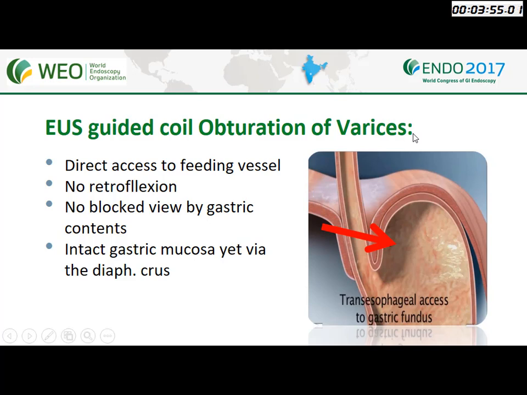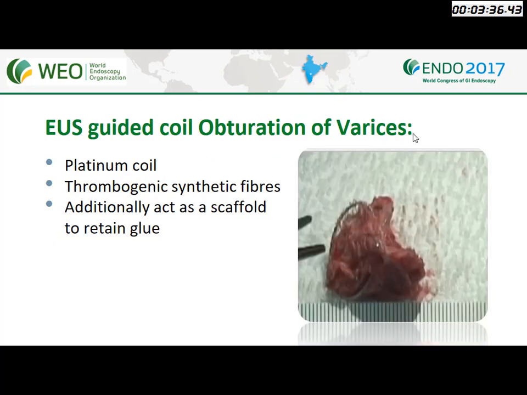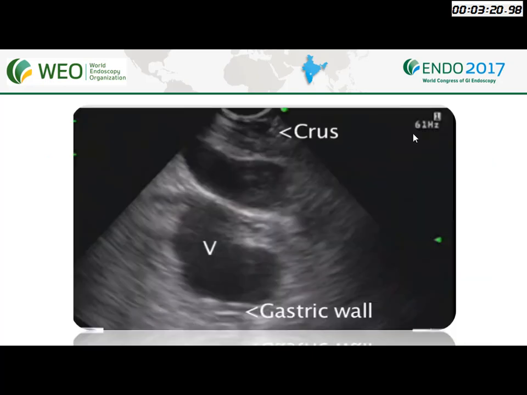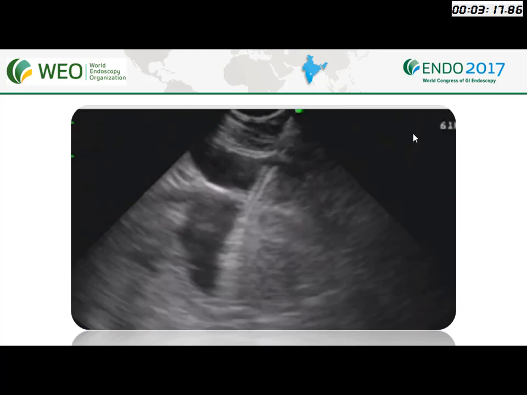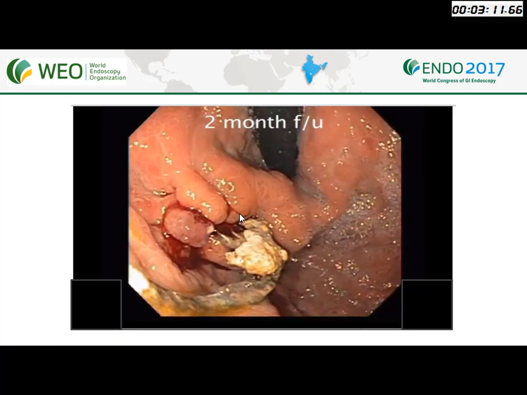EUS-guided obturation of the varices: direct access to the feeding vessel, no retroflexion, no blocked view of gastric contents, intact gastric mucosa because you enter guided by the endoscopic ultrasound. And the guided coil is platinum, with thrombogenic synthetic fibers, and additionally acts as a scaffold to the glue. This is how you use endoscopic ultrasound, and this is how you reach, and this is the result.